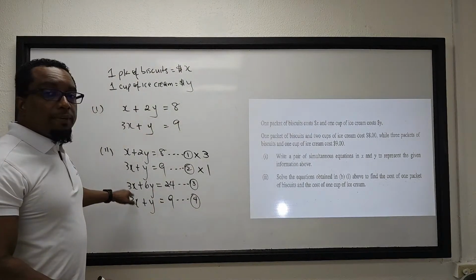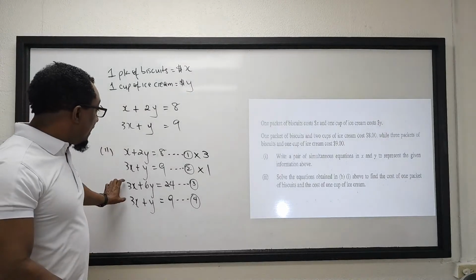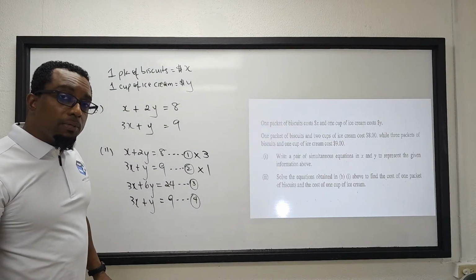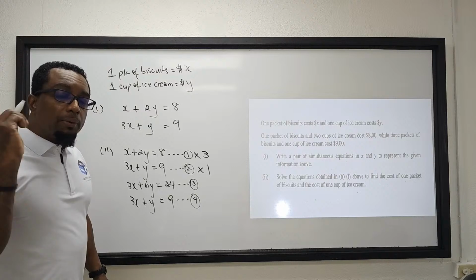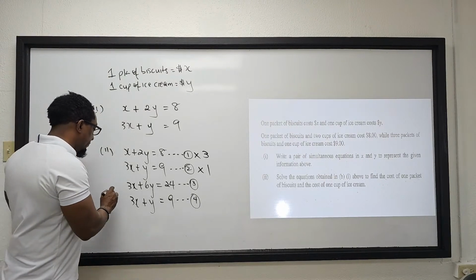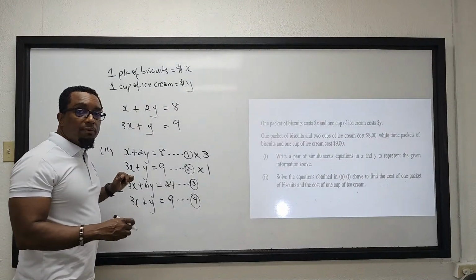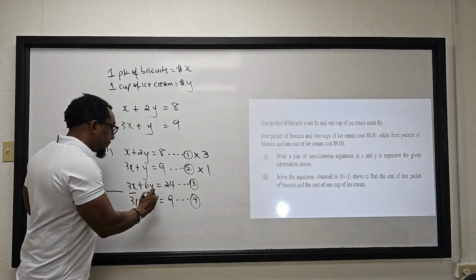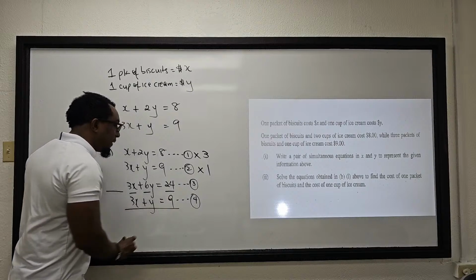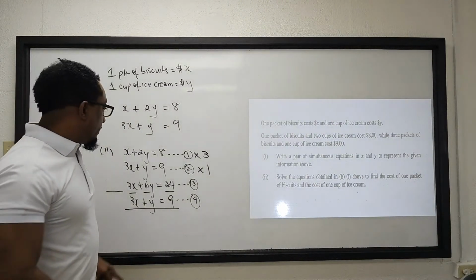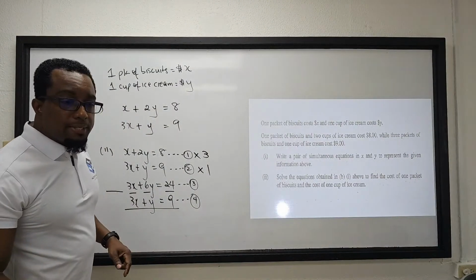The two numbers in front of x are now the same, and the signs in front of those two numbers are also the same, which means we're going to subtract both equations. I advise students to follow through with the subtraction sign. And we're going to get here what? 3x subtract 3x, that's 0.